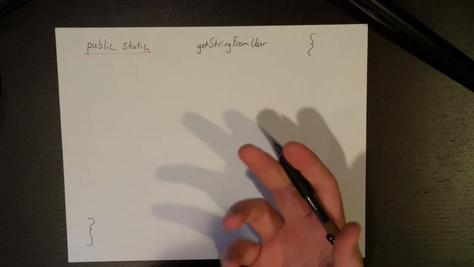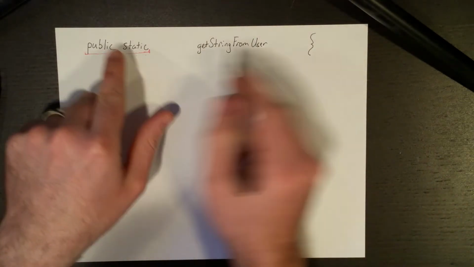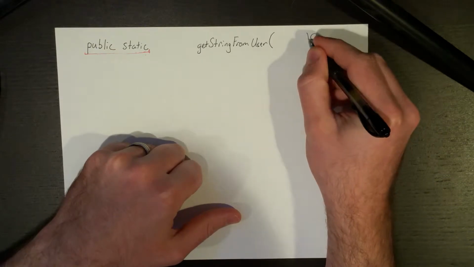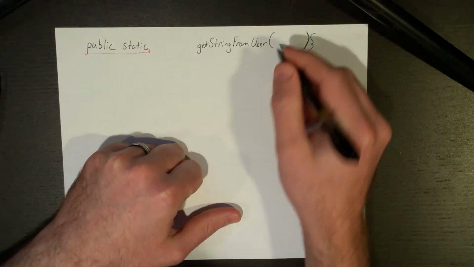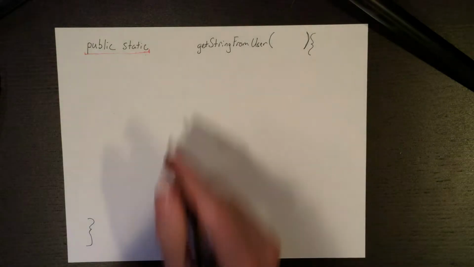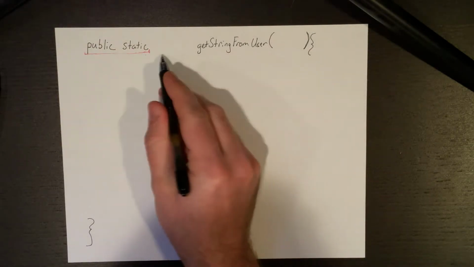Excellent. Now, the way that we know it's a method, the way the computer knows it's a method, is by putting a set of parentheses after the method name. So these parentheses could be empty or there could be stuff in there. We'll again get to that in a little bit. But we still have this gap here of our return type.